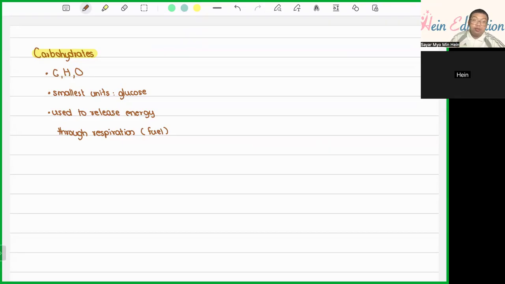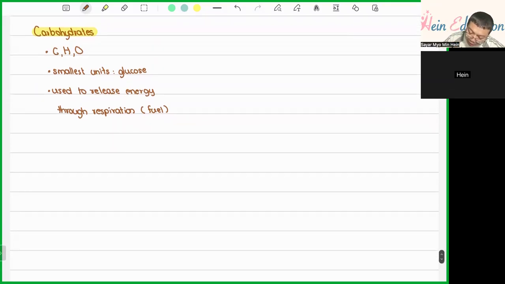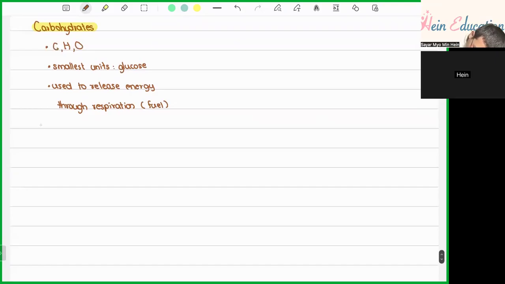They come in different groups: monosaccharide, disaccharide, and polysaccharide. And then for the test, we have the test for starch. Or maybe I would just cover the food tests separately.